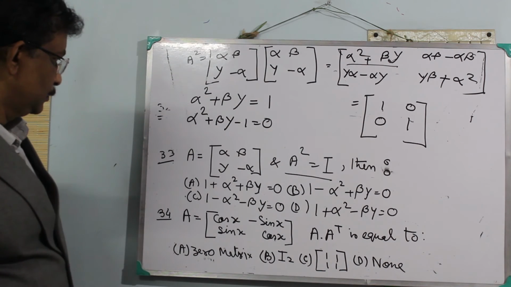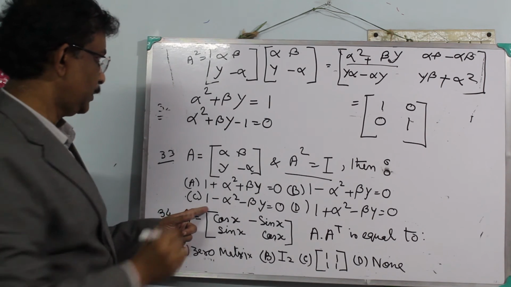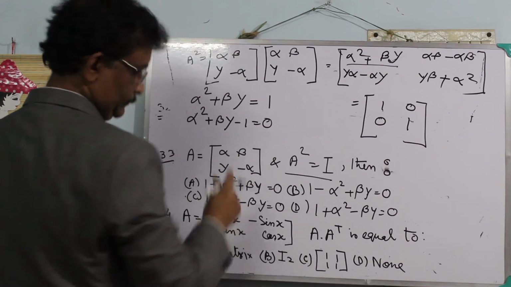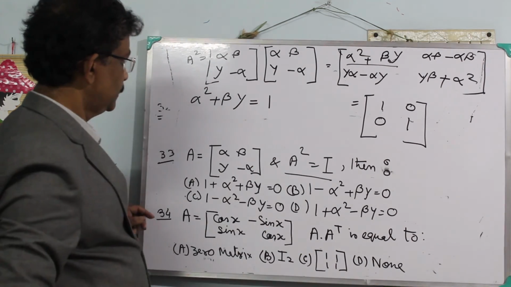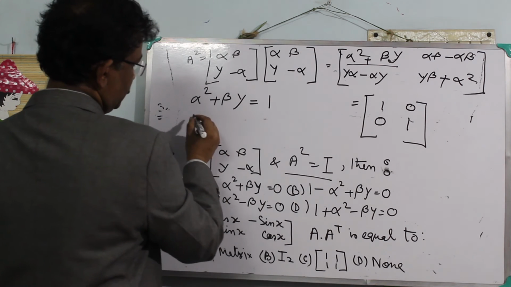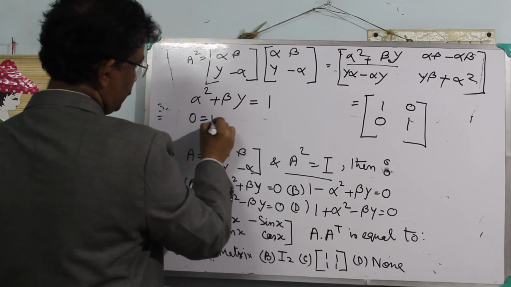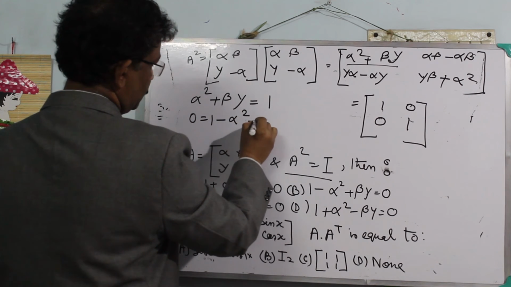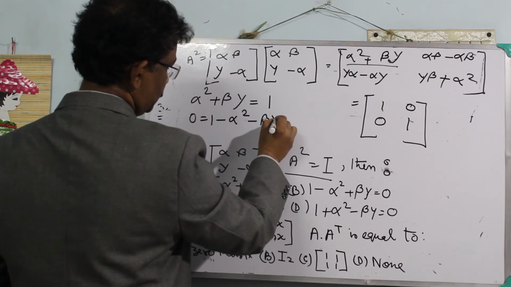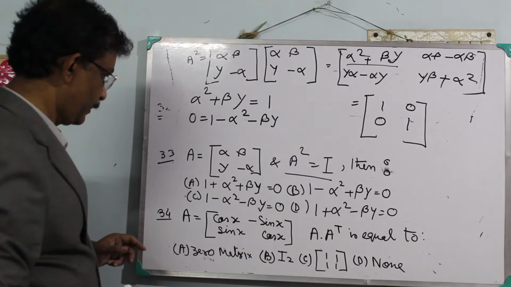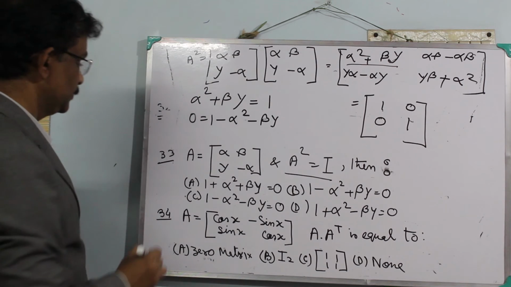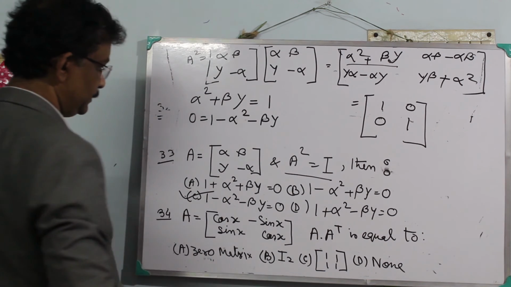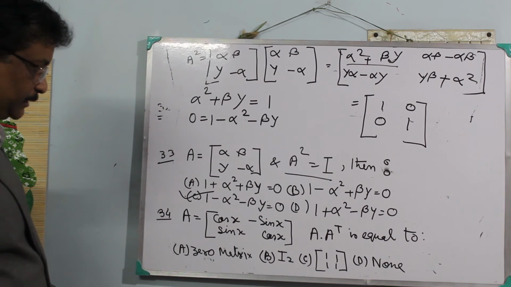Or I can say, taking this side, 0 is equal to 1 minus alpha square minus beta gamma. So C is the answer, equal to 0. So C is the correct answer. I think it is clear.